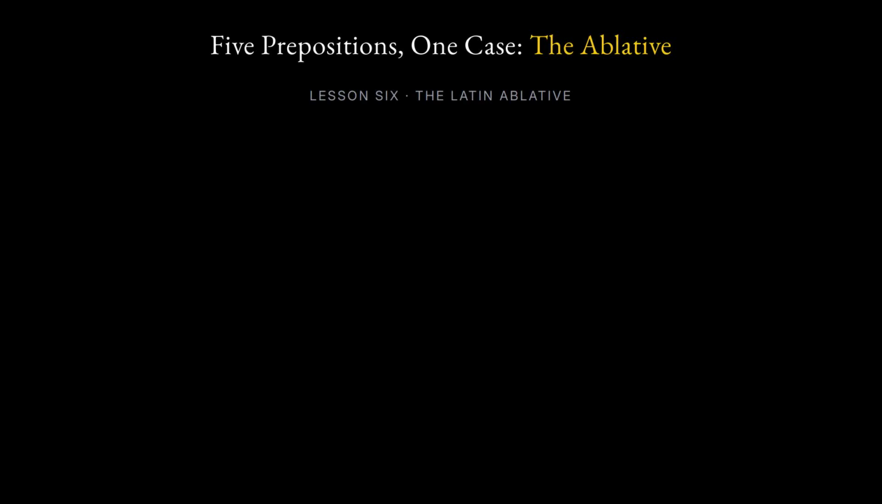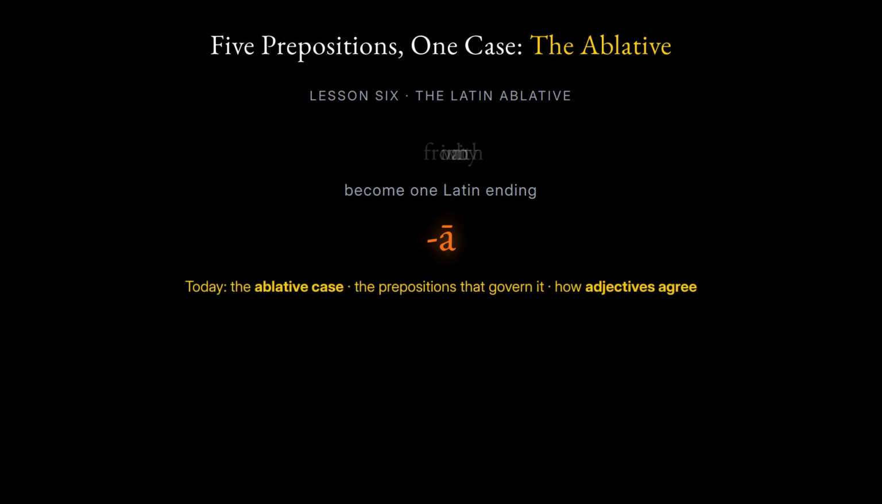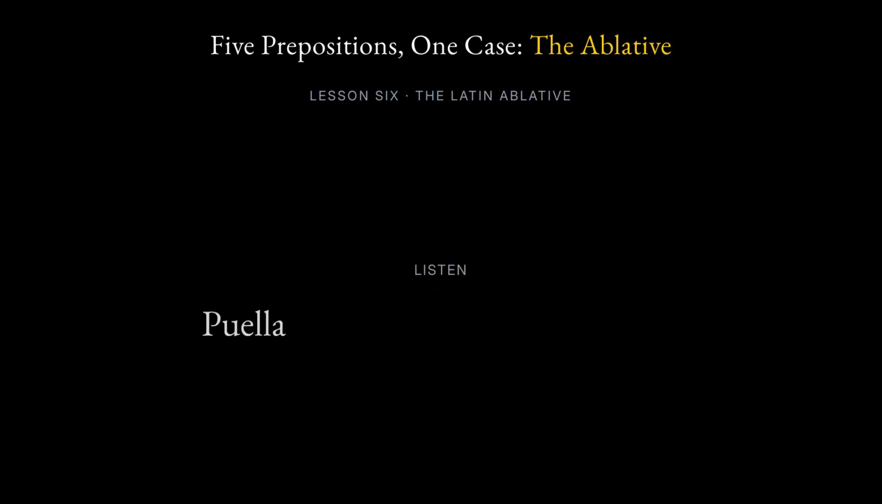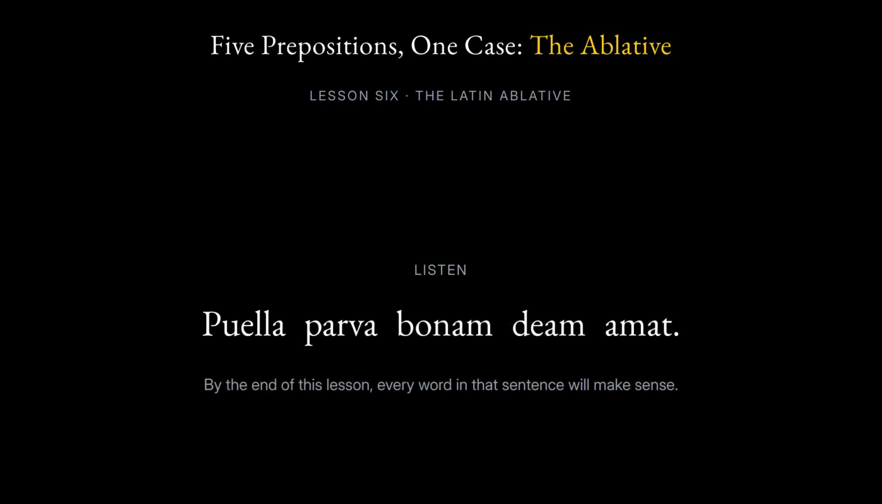English needs 5 prepositions: from, with, by, at, in. Latin replaces all 5 with a single case ending. Today you'll learn the ablative case, prepositions that govern it, and how adjectives agree with their nouns. Listen. Puella parva bonam deam amat. By the end of this lesson, every word in that sentence will make sense.